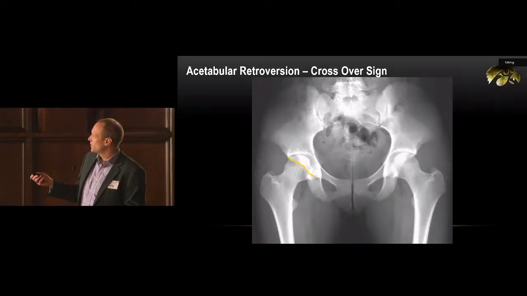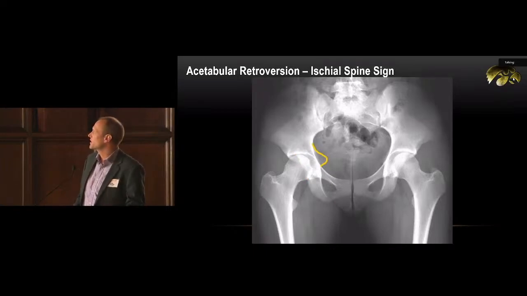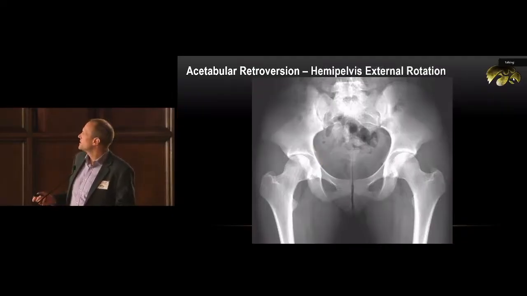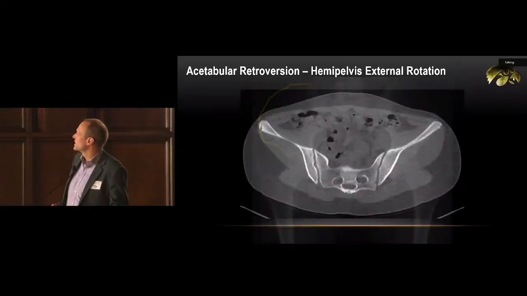She has an anterior wall that crosses lateral to the posterior wall with a crossover sign at the middle of the head. She has posterior wall deficiency where the posterior wall doesn't meet 50% of the femoral head. She also has an ischial spine sign that you can see on an AP pelvis x-ray. Another associated finding that you see in acetabular retroversion is external rotation of the hemipelvis. So you almost see iliac view of the iliac wing lateral on the AP view, indicating that this is actually an external rotation of the hemipelvis that results in the retroversion of the acetabulum.